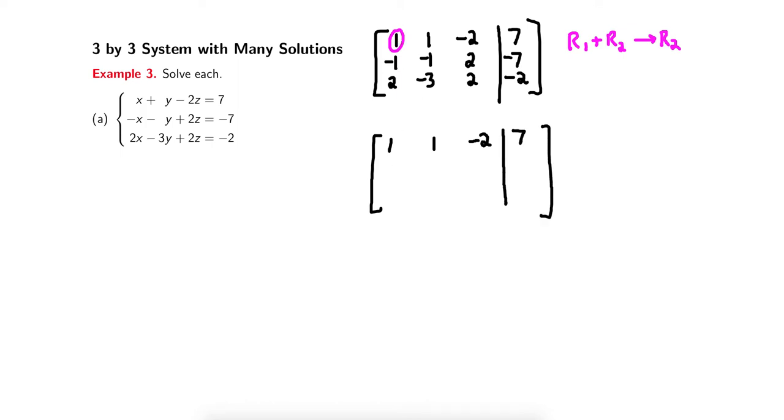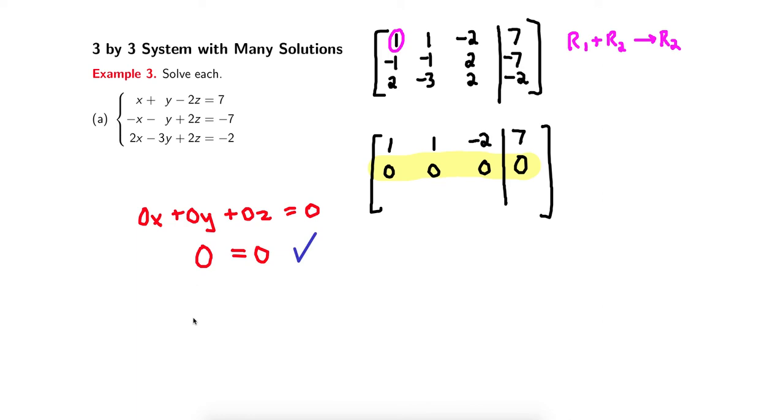So 1 plus -1 is 0. 1 plus -1 is 0. -2 plus 2 is 0, and 7 minus 7 is 0. So once again, we have an entire row of zeros. We have zeros on the left, but this time, as we'll see in this section, we also have a 0 on the right. So this second row means 0x plus 0y plus 0z equals 0. Well, 0 times anything is 0, so we have 0 plus 0 plus 0 equals 0. So we have 0 equals 0, which actually is a true statement.